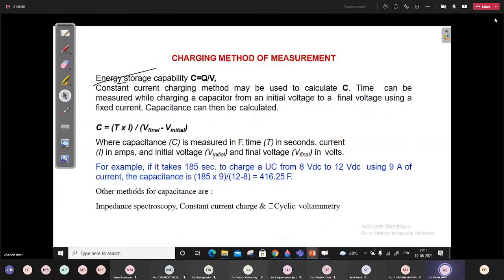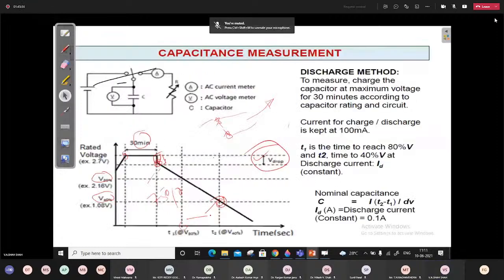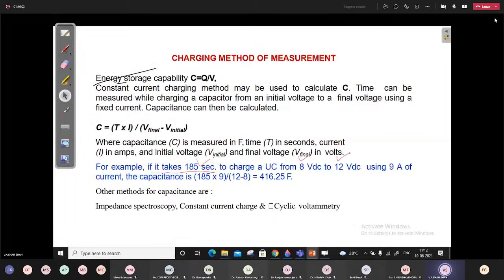For example, let's say you take 185 seconds, because you have to measure the time also, measure this time difference. To charge, you see, from 8 volt to 12 volt, and let's say we have a charging current of 9 ampere. The capacitance will be calculated as how much time it is taking, T into the current, divided by V final minus the initial. Initial voltage is 8 volt and it's charged to 12 volt. So this will determine the capacitance value.